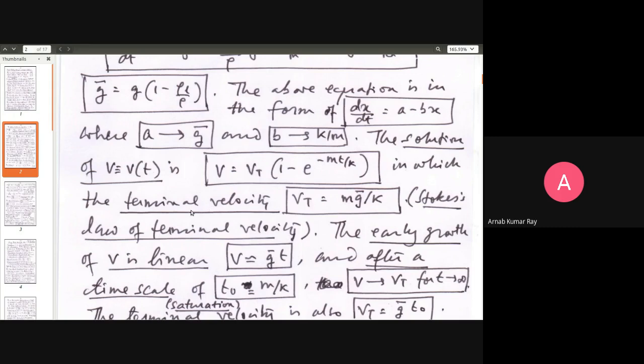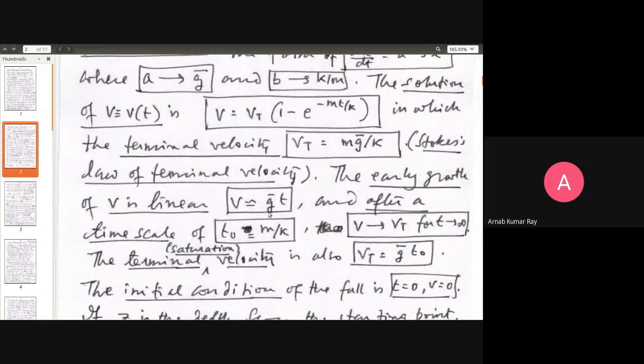Capital T as in terminal. Terminal meaning the end point. So as I said, these sort of systems grow early on in a linear fashion, and then afterwards they saturate towards a limiting value. And the early growth will be linear.